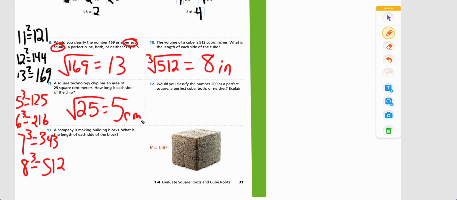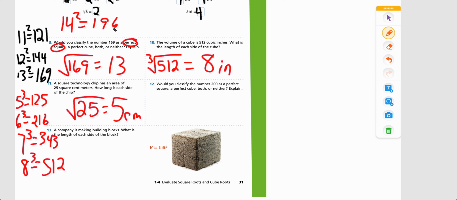All right, so number 12. Would you classify the number 200 as a perfect square, perfect cube, both or neither? Is it a perfect cube? No. Is it a perfect square? 14 squared is 196. So it can't be. That's neither.